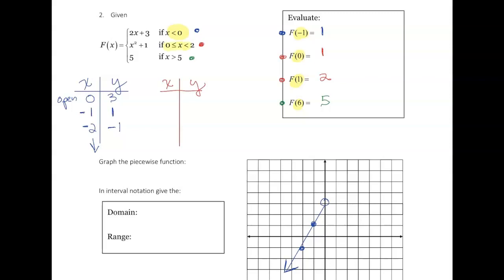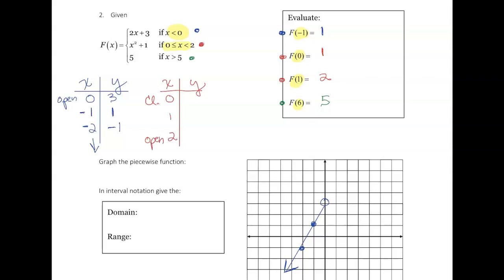Okay, because this is your focus on the limitations. And so I have 0, I have 1, and I have 2. Okay, 0, x can be greater than or equal to 0, therefore that is closed. And for x less than 2 makes this open.